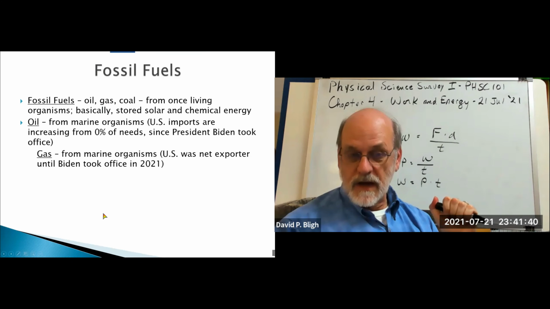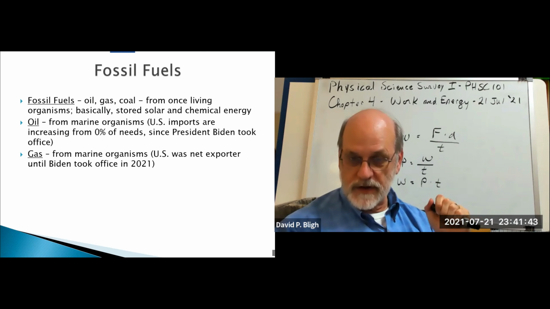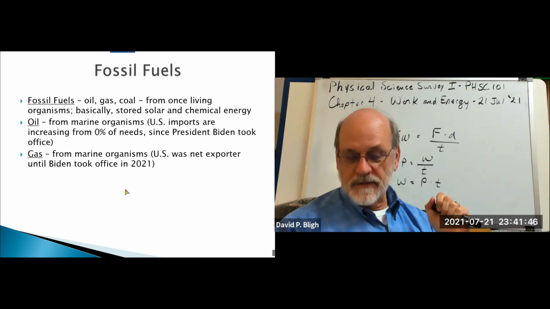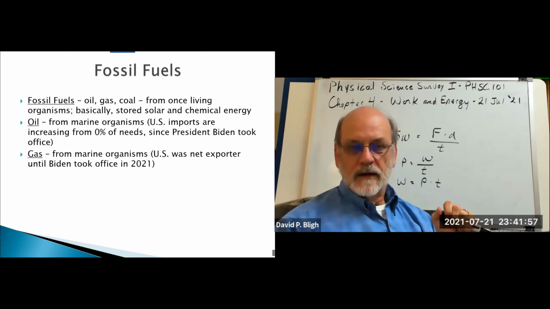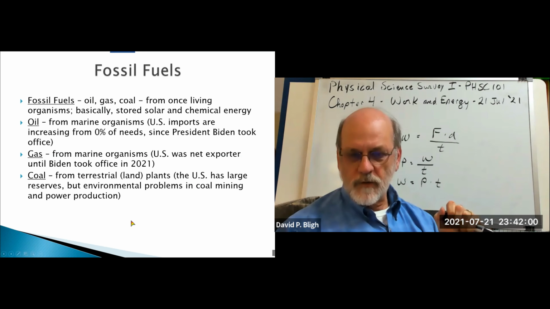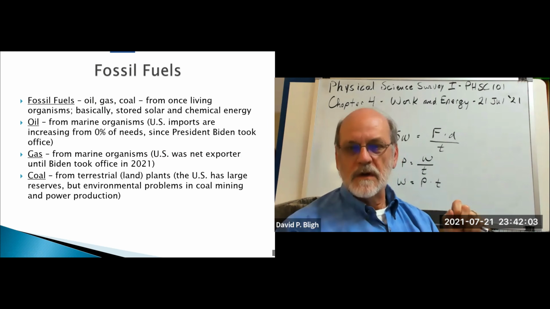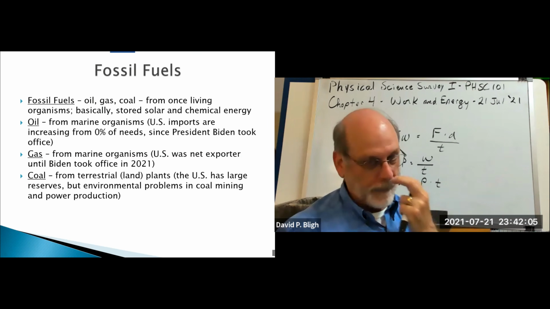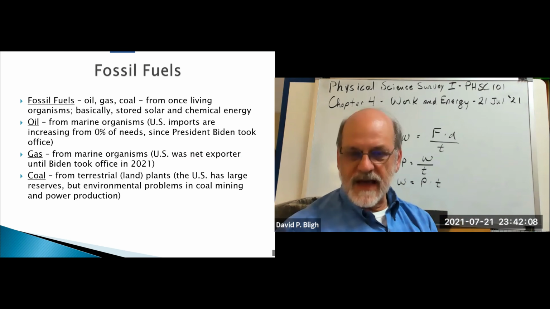Gas also is believed to be derived from marine organisms. And that also means that we were a net exporter of gas until President Biden took office and initiated his war on fossil fuels. Coal, of course, is still a huge supplier of energy in this country. And it's believed that coal was originally formed by land plants that died and were buried, and now must be extracted from the ground.